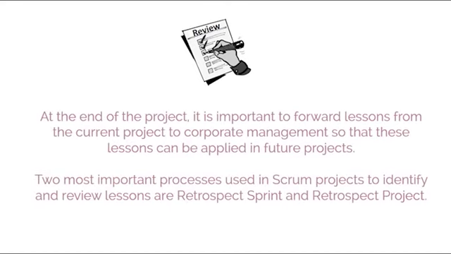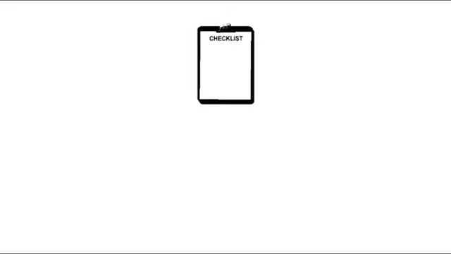At the end of the project, it is also important to forward lessons from the current project to corporate management so that these lessons can be applied in future projects. The 2 most important processes used in Scrum projects to identify and review lessons are retrospect sprint and retrospect project.